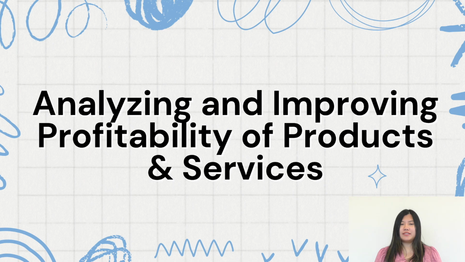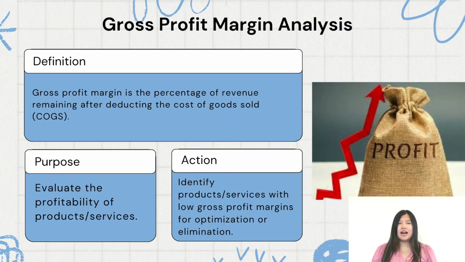Now, I will provide some methods you can use to look at your business profitability. First, we will talk about gross profit margin analysis. Then we will look at product/service mix analysis. Lastly, we will discuss the cost to serve analysis. Our first analysis is gross profit margin analysis. So what is gross profit analysis?